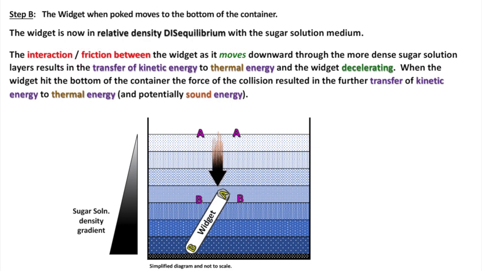Step B. The widget, when poked, moves to the bottom of the container. The widget is now in relative density disequilibrium with the sugar solution medium. The interaction, friction, between the widget as it moves downward through the more dense sugar solution layers results in the transfer of kinetic energy to thermal energy and the widget decelerating. When the widget hit the bottom of the container, the force of the collision resulted in the further transfer of kinetic energy to thermal energy and potentially sound energy.